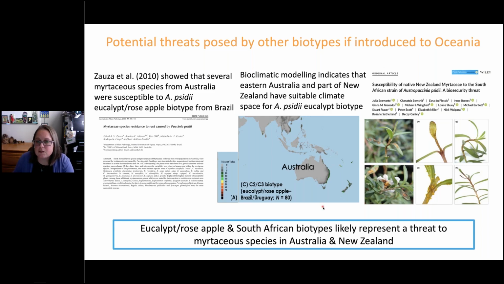And then Stewart et al. recently looked at whether or not native New Zealand Rutaceous species would be susceptible to the South African biotype. And what we do find is that there are some species at risk. So really, limiting the spread of these different biotypes is vital to ecosystem survival.